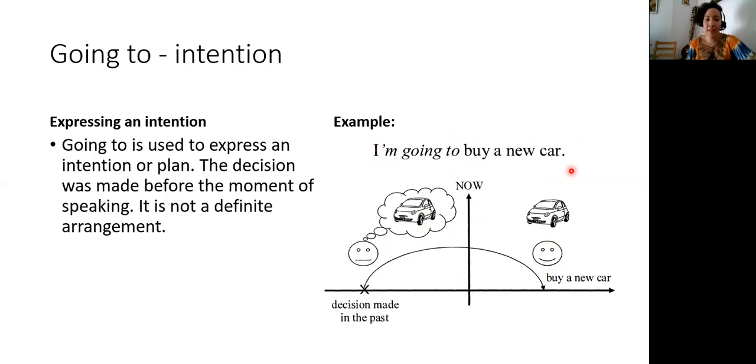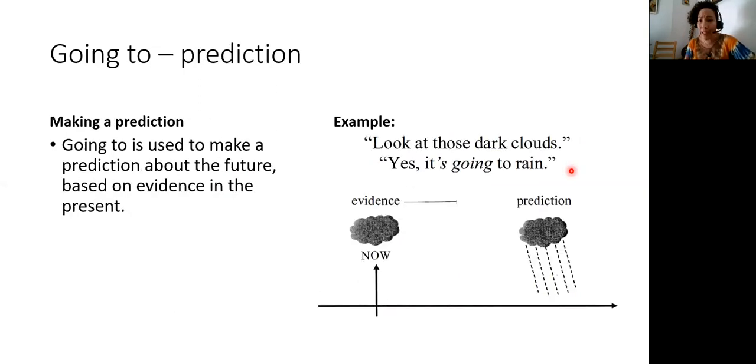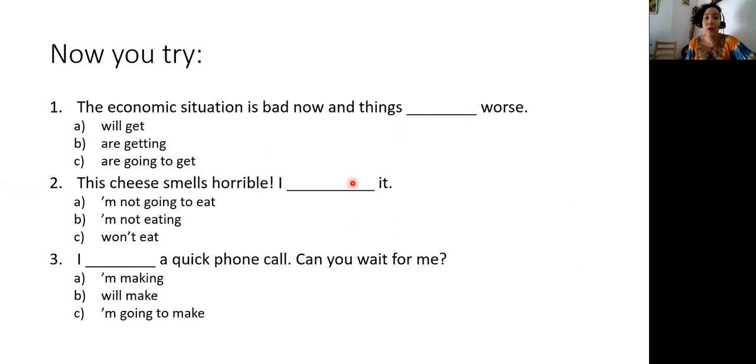Okay, great. We also use going to make predictions. For example, going to is used to make a prediction about the future based on evidence in the present, okay? So you can see here the example, look at those dark clouds. The other person says, yes, it's going to rain. Okay, so it's clear from the cloudy sky that in the future it's going to rain, and here we use going to, okay? So now it's your turn again.